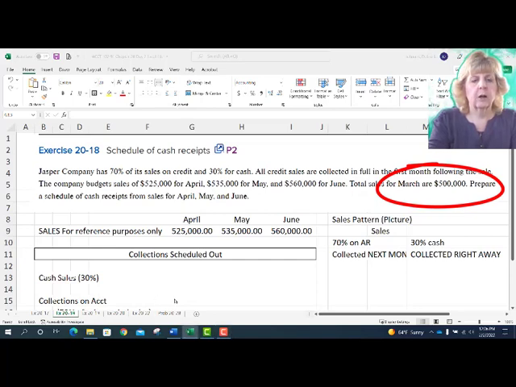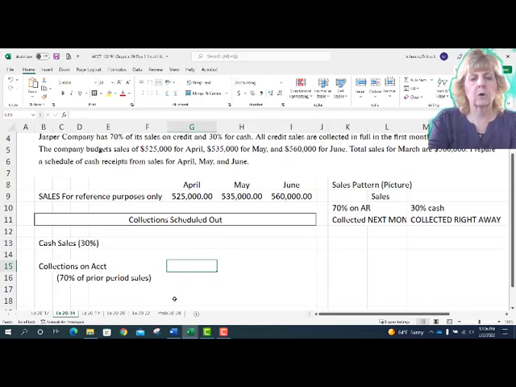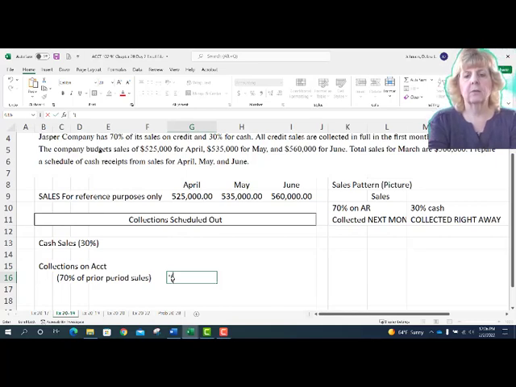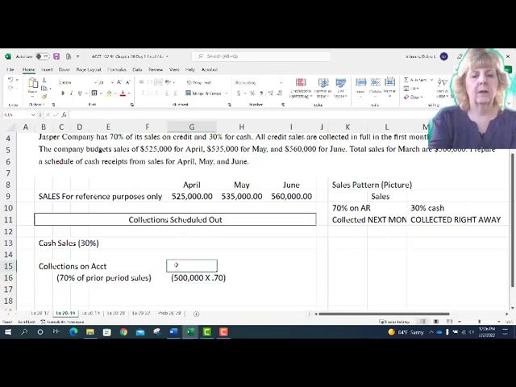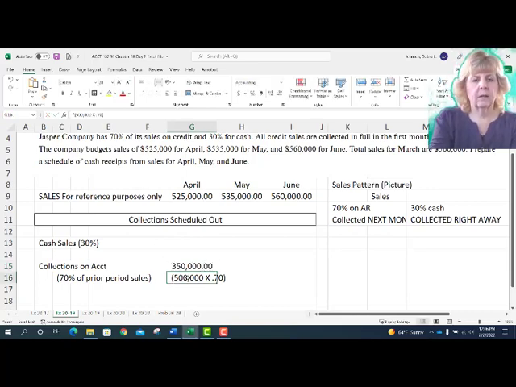So let's start off by putting that collections on account from March sales. And I would leave myself a record of how you're coming up with these amounts. So that was the March sale of 500,000 times the 70% that was on account. That's the cash that came in April from March sales. Okay, so we have that in there.